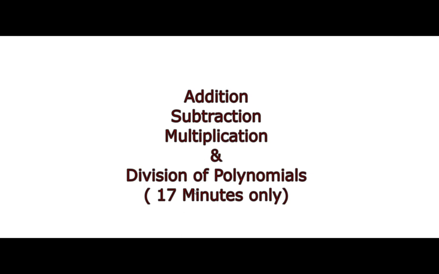Alright, so let's take this particular example. If you have 3x squared plus 2x plus 1 plus 2x squared minus 4x plus 6, if you are to add these two polynomial expressions, what I would do is I'll combine the like terms.